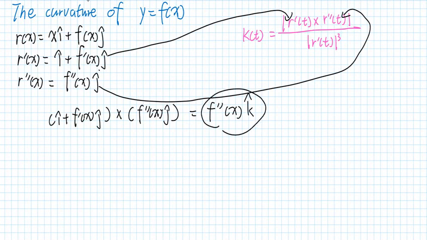So the magnitude of this one is the magnitude of R'(t) times R''(t). And it also needs to be divided by the cube of the magnitude of R'(x), which is this one. So at last it can be written in this way.